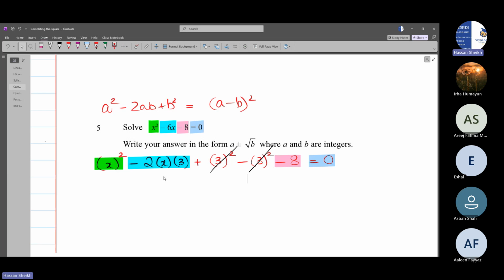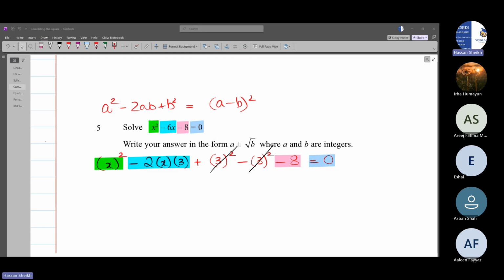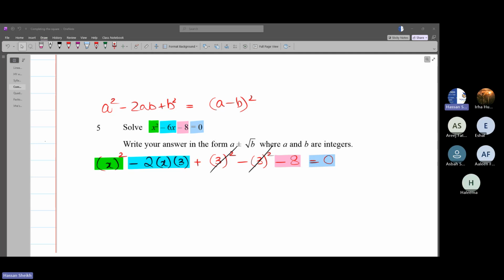Now, to check which formula to use, you need to check the coefficient of x. What is the coefficient of x? Coefficient of x is minus 6. So do we have a negative coefficient of x? Yes. So for negative, we use the negative formula, a minus b whole square. And if the coefficient of x is positive, we use the positive formula.